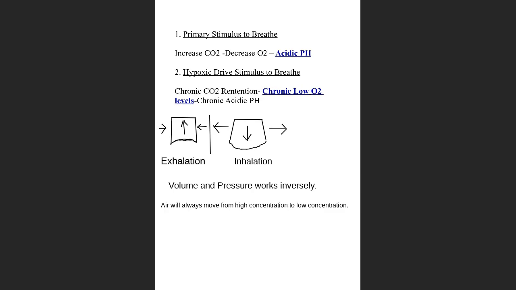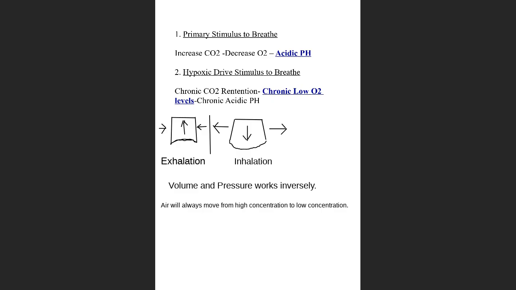Sorry about that. The hypoxic drive now. If the central chemoreceptors, or the primary stimulus, is not working effectively, the hypoxic drive will take over the breathing. With the hypoxic drive, what is happening is the brainstem is no longer regulating the stimulus because the brainstem is too sensitive, right? The brainstem is too sensitive.